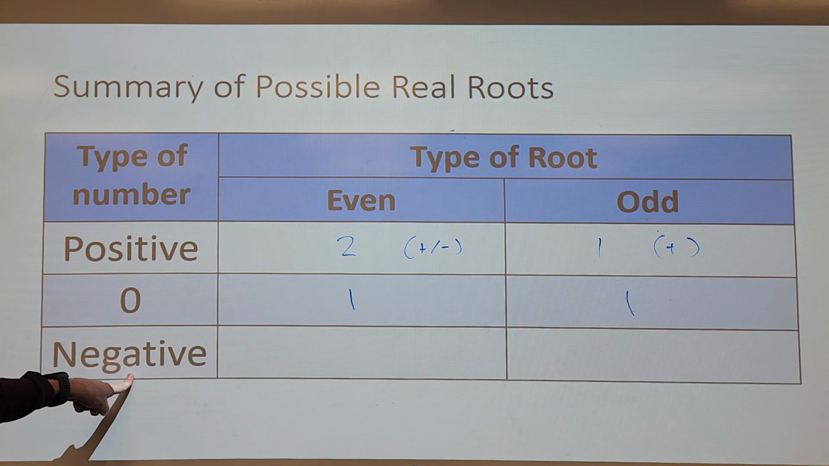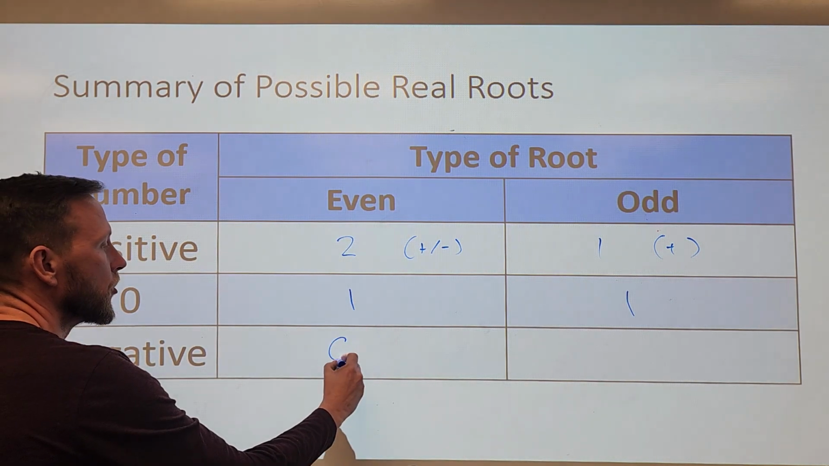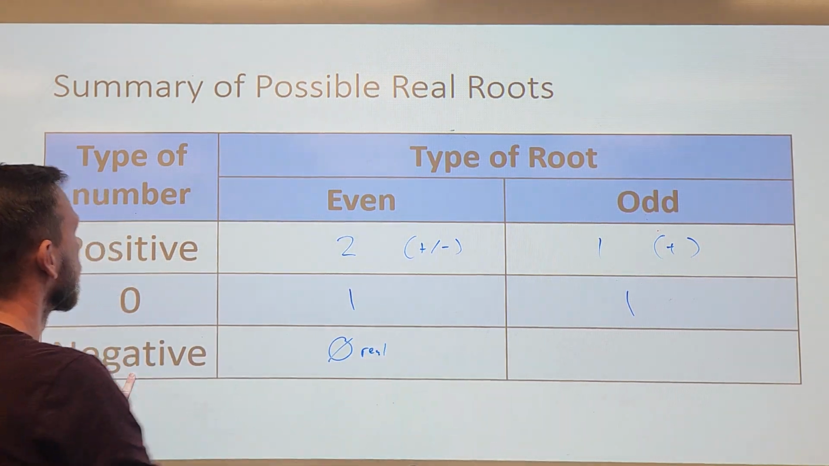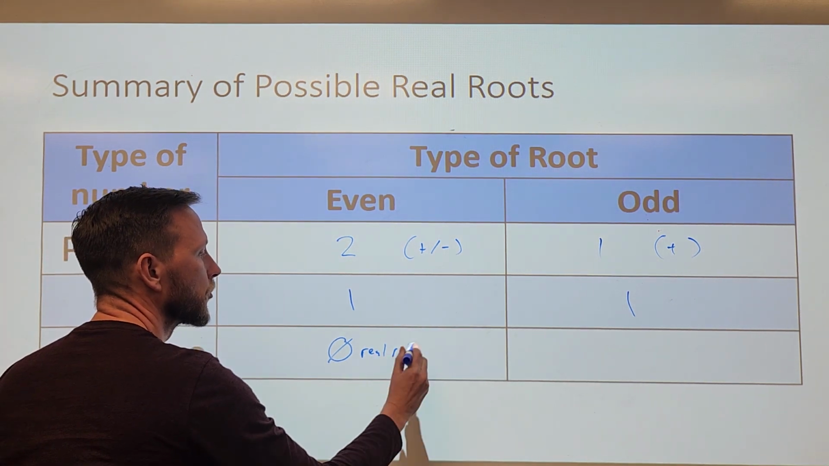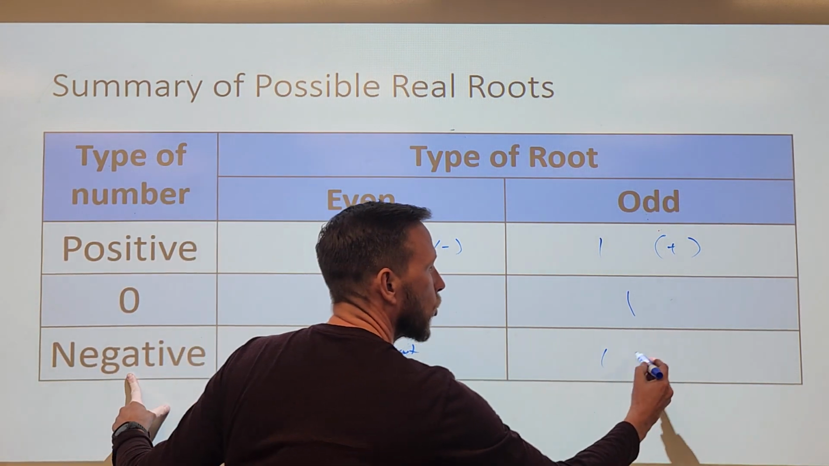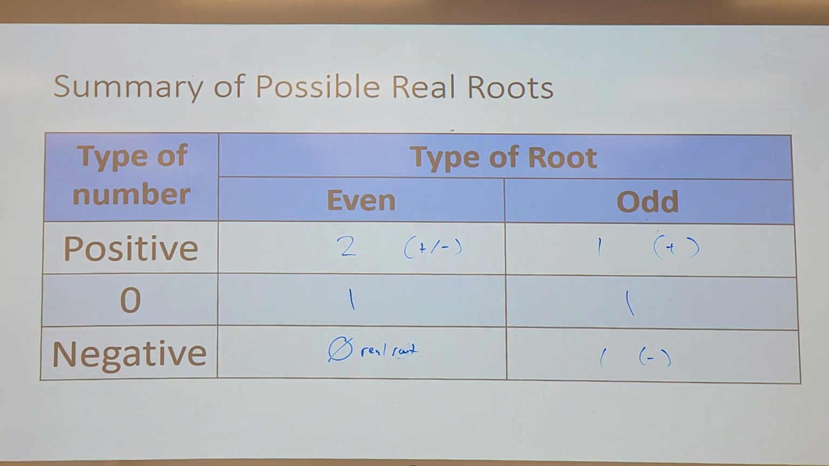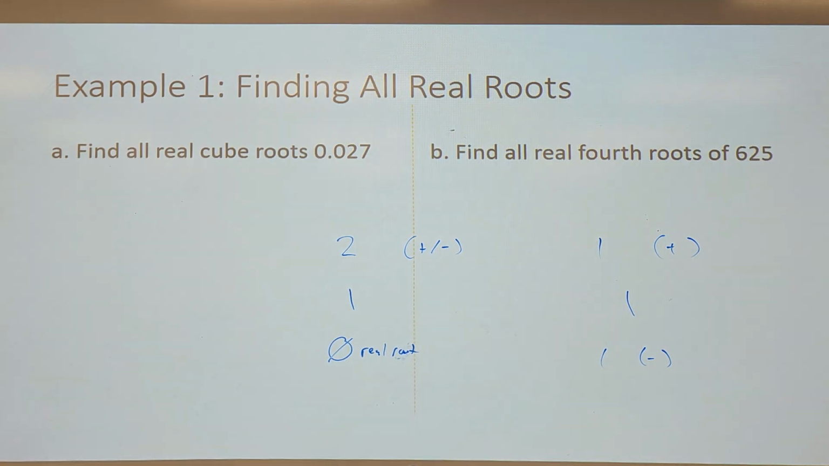When we are taking the even root of negative numbers, all right, there are no real roots. No real roots. But when we're taking an odd root of negative numbers, there will be one negative root. All right? So we're only considering these possible real roots. We're not worried about imaginary numbers in this case. So 2, 1, 0, 1, 1, 1. All right? I want to keep that straight.